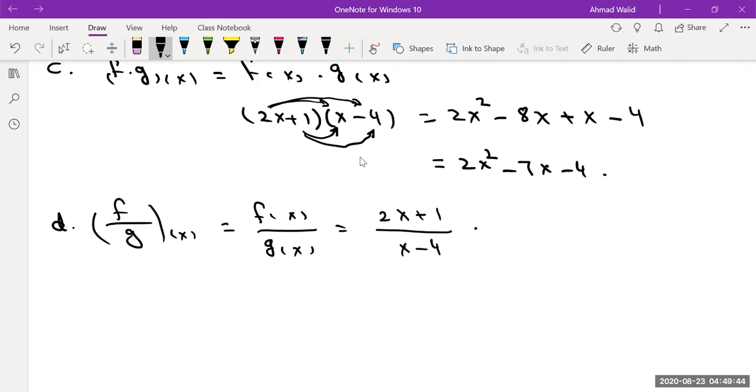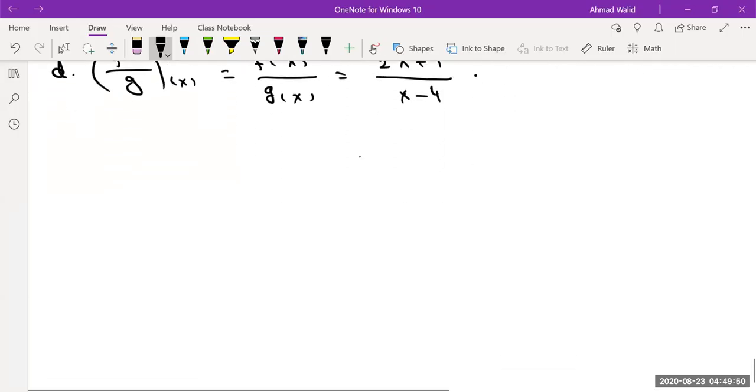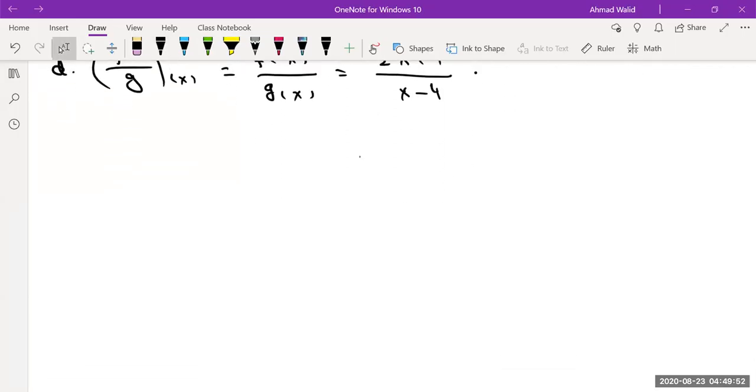Excuse me. This was all about combination. There is another combination of the functions, which we call composition.